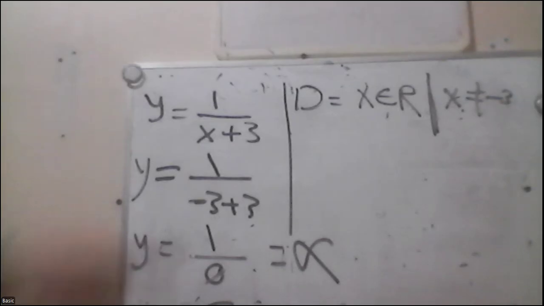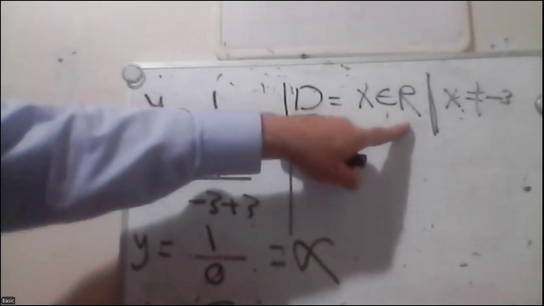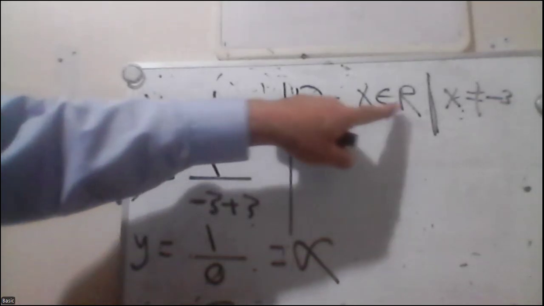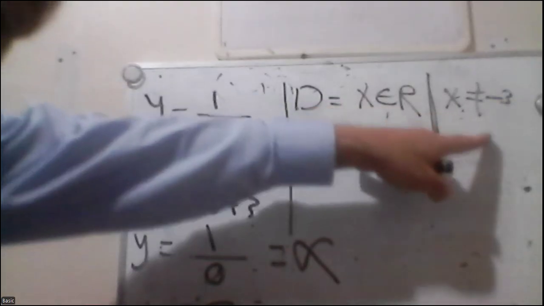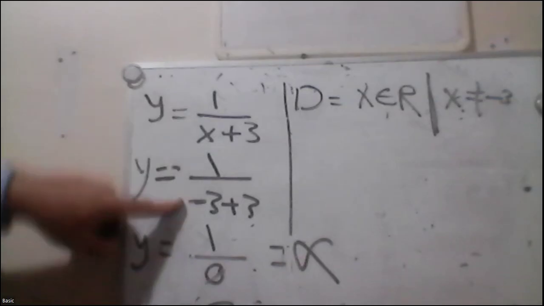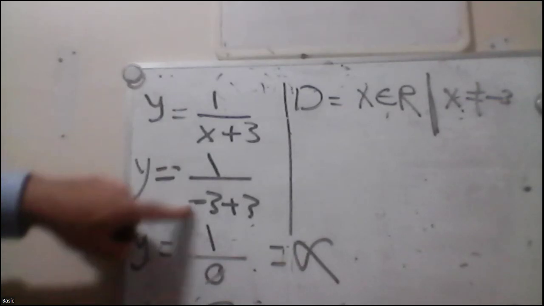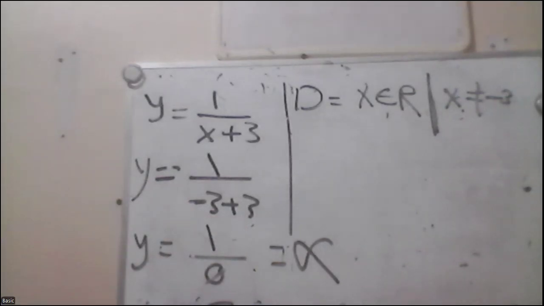So my condition here for the domain is x belongs to real numbers, with a condition that x will never equal minus 3. I showed you, because if it becomes minus 3, I will divide 1 by minus 3 plus 3, which means 1 divided by 0, and that will give me infinite. For sure. Okay, we'll go now to the range.